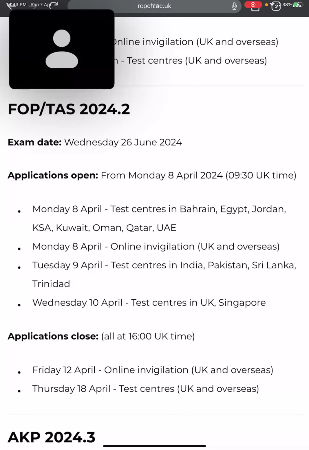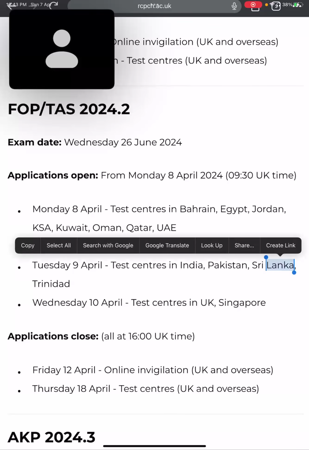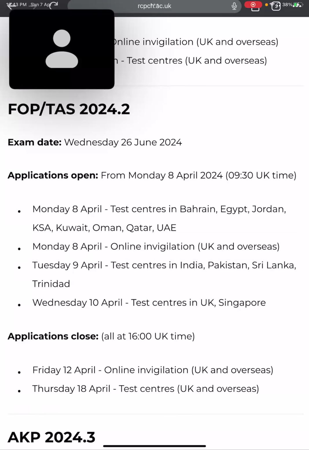So first of all, you will apply tomorrow, those who want to give the exam in centers in the Middle East. Second, they said on Monday, 8th April, online invigilation for UK and overseas. That means those of you who are not going for centers, who are going for only online invigilation. For example, Bangladeshi students, we don't have a center in Bangladesh, so you are going for online invigilation. Overseas means outside UK. So whether you are in India, Pakistan, Bangladesh, Egypt, or Saudi Arabia, if your country allows online invigilation, from tomorrow itself you have to try for online invigilation. Is this clear?